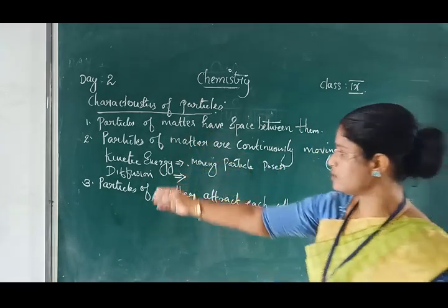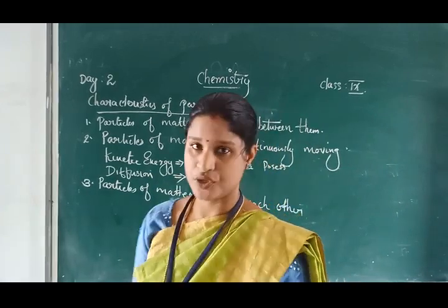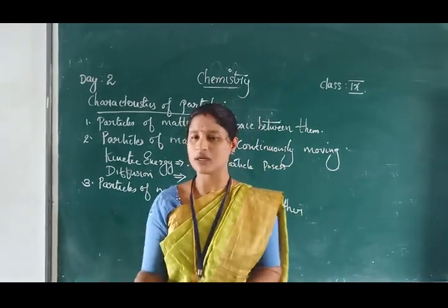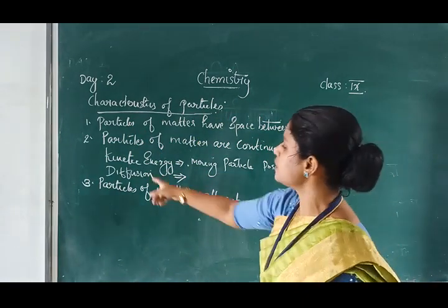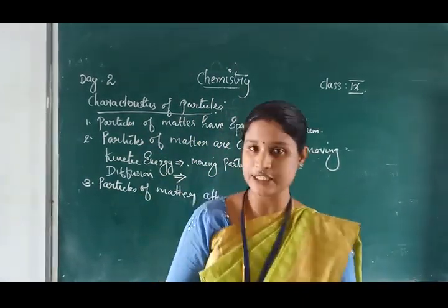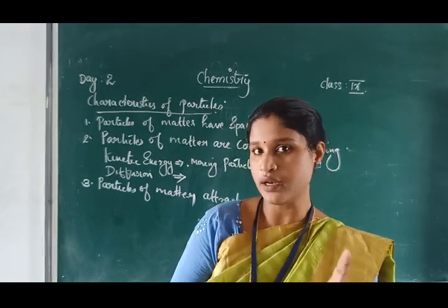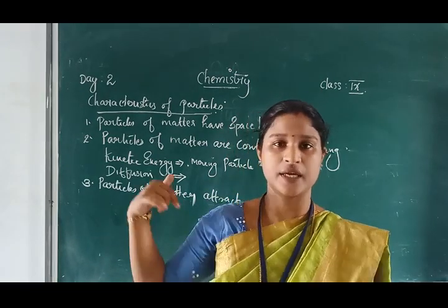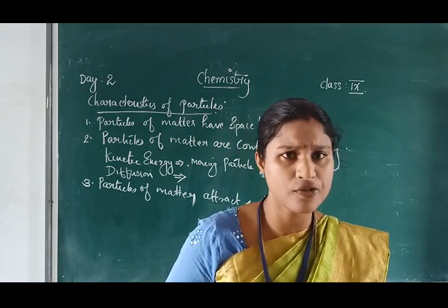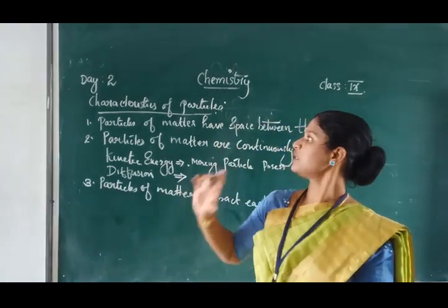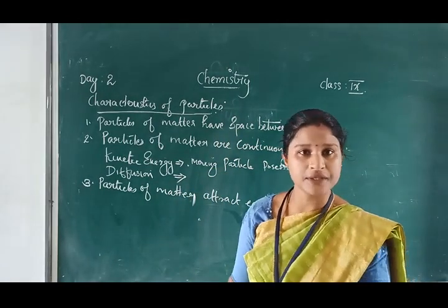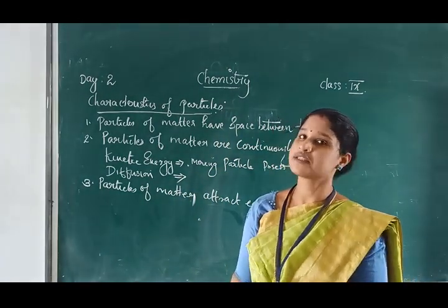No need to write kinetic energy, diffusion, etc. You just write these three characteristics. Separately, when the question asks you to write about kinetic energy or diffusion, then you have to write the definition of each one. Do all of you understand? Okay, so we just started the chapter and discussed matter, particles and their characteristics.